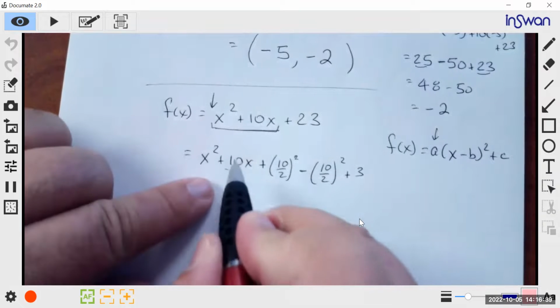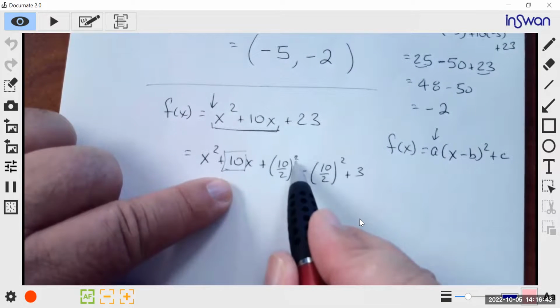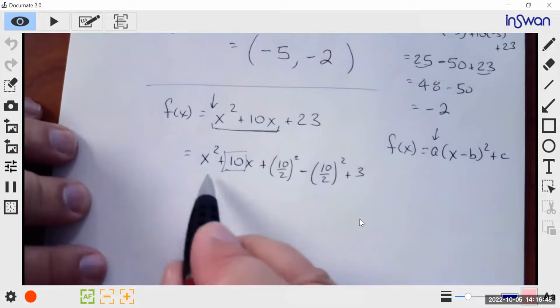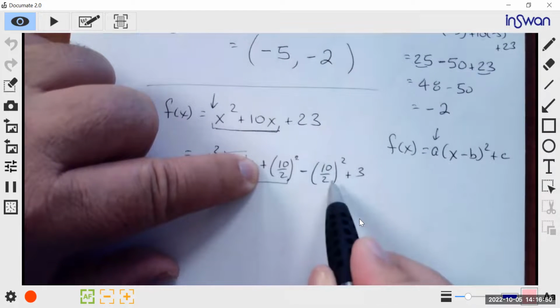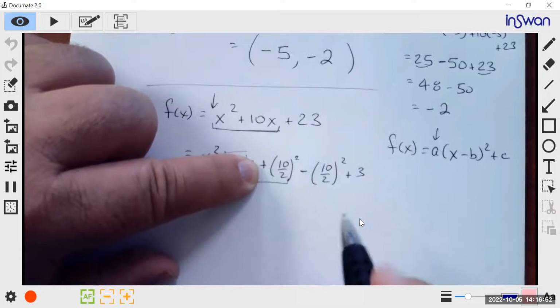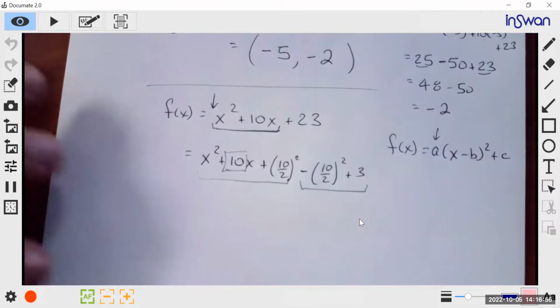You see what I just did there? I took whatever this b was, divided by 2 and squared it. That's the complete the square method. Since I added it here, I also subtracted it, so I didn't change anything. But they go with different numbers. That's 23, not 3.